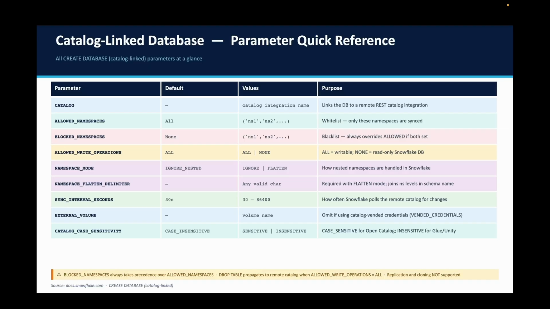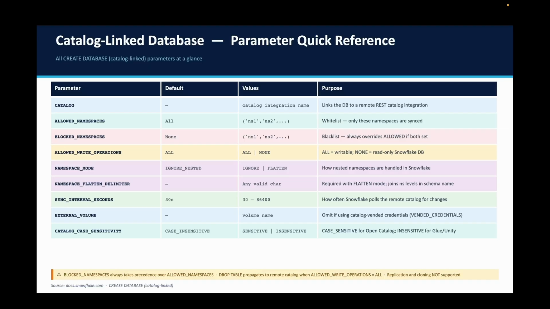Allowed write operations. Default is set to all, that means you can read and write, but we also have an option to set it to none, which means it is not ready to write into the tables that are part of the catalog linked databases. It is read only for Snowflake.